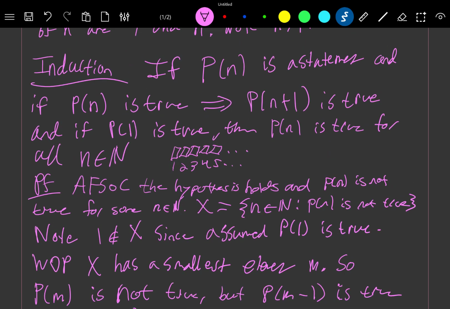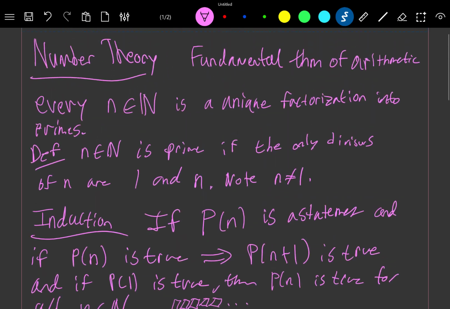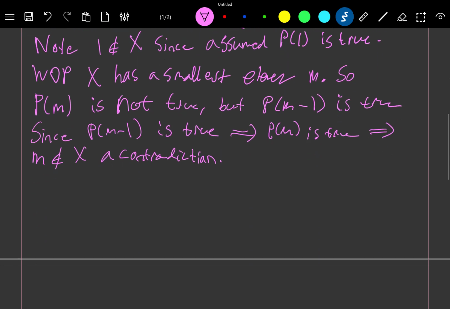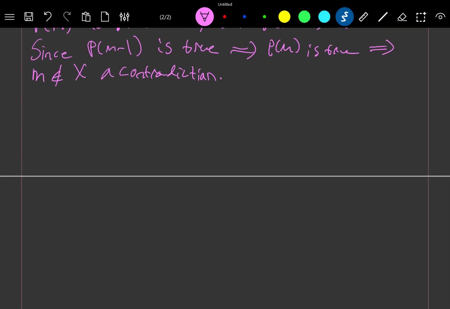And there's also the statement of strong mathematical induction, which you can prove very similarly, where you assume that every element less than n is true implies that P of n plus 1 is true as well. So we will use this to prove the fundamental theorem of arithmetic. And before doing that, we will do the following. We'll prove the following proposition.